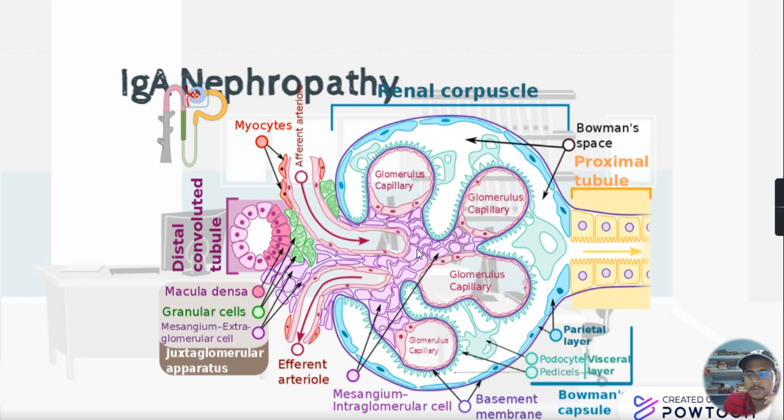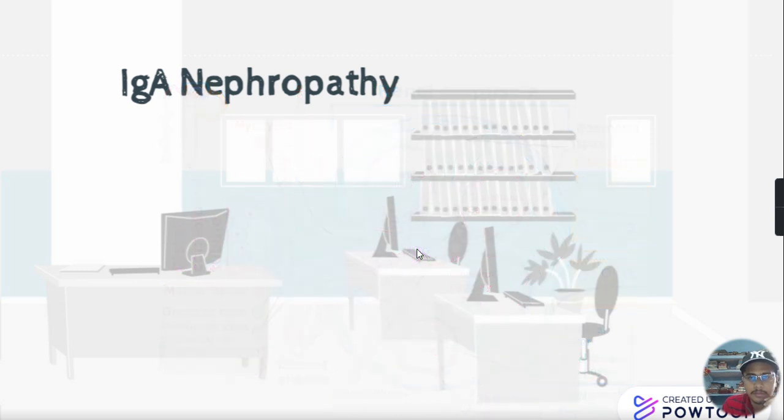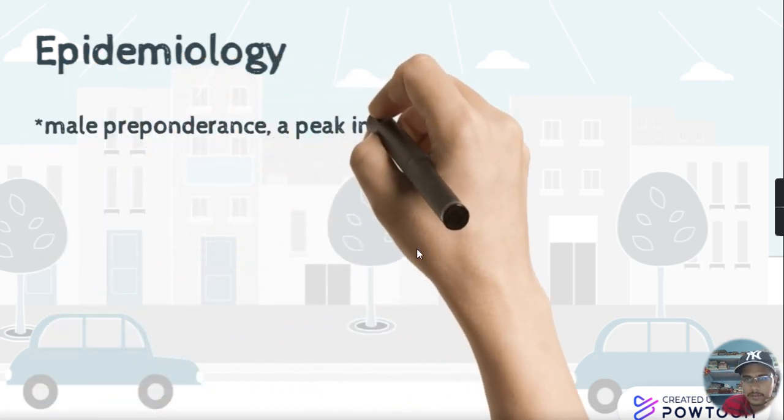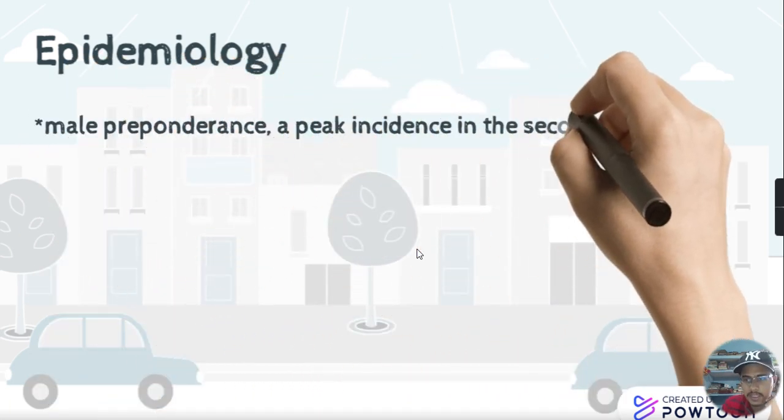Now before going further, we should also know that there are some other diseases in which there is a deposition of IgA. These are IgA vasculitis, or HSP, called Henoch-Schönlein purpura. Okay, let's go further. Now we should know about the epidemiology of IgA nephropathy.